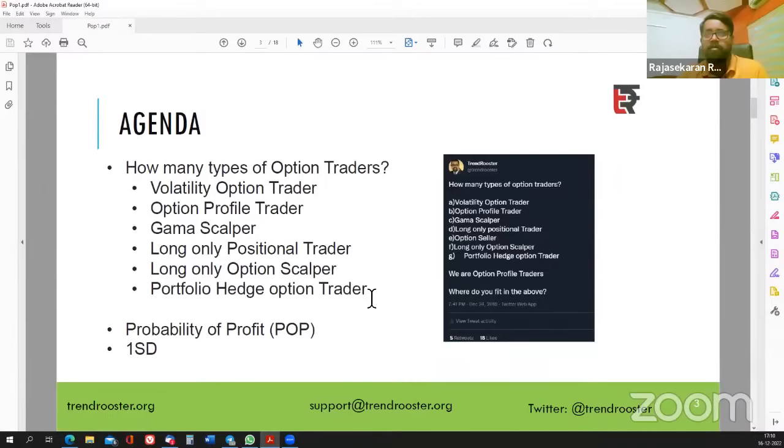Probability of profits, we're going to deep dive into this topic and explain and demystify some of the 1SD concepts. I have even tutored this concept. Do you guys know these methods? Are any of them familiar to you? I'm expecting some comments. Okay, so few people know, and many of them don't know any of these.